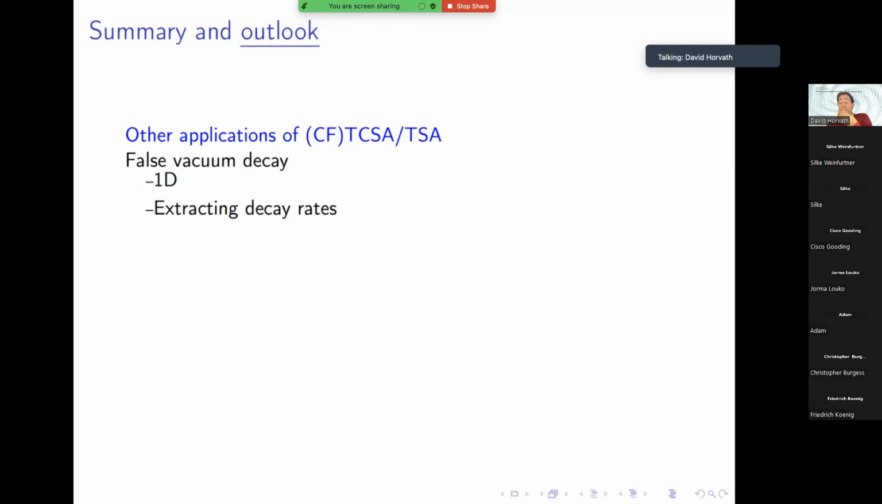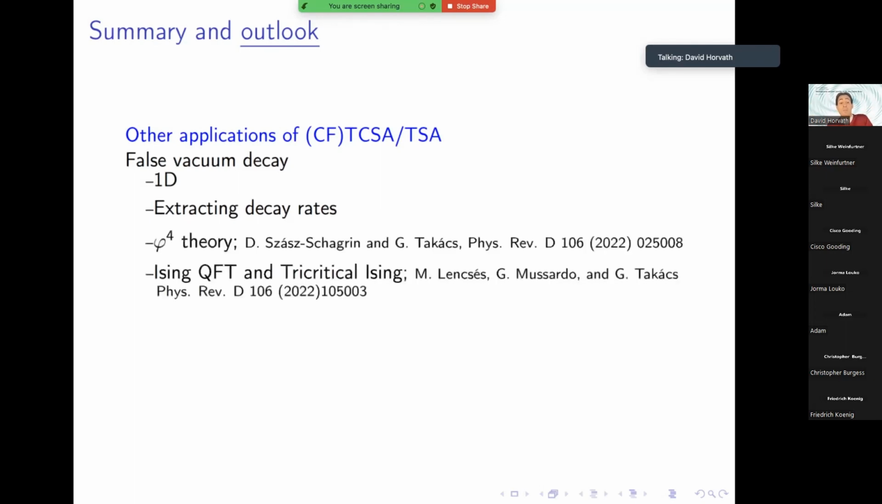Namely, decay rates can be extracted. It is really non-trivial because, as you must have understood, in TCSA you always have to be in finite volume. And if you're in finite volume, it always limits the maximum time you can simulate, because at some point you will have boundary effects. So it is really non-trivial to extract decay rates, but it has been done. It has been done in a phi-fourth model. And the method in that case was actually not TCSA, it was another truncated space method, a massive bosonic truncated space approach.